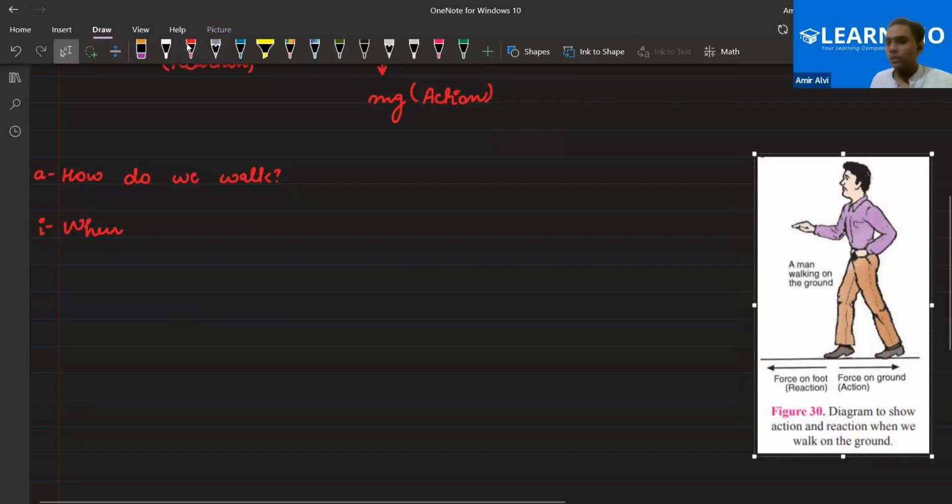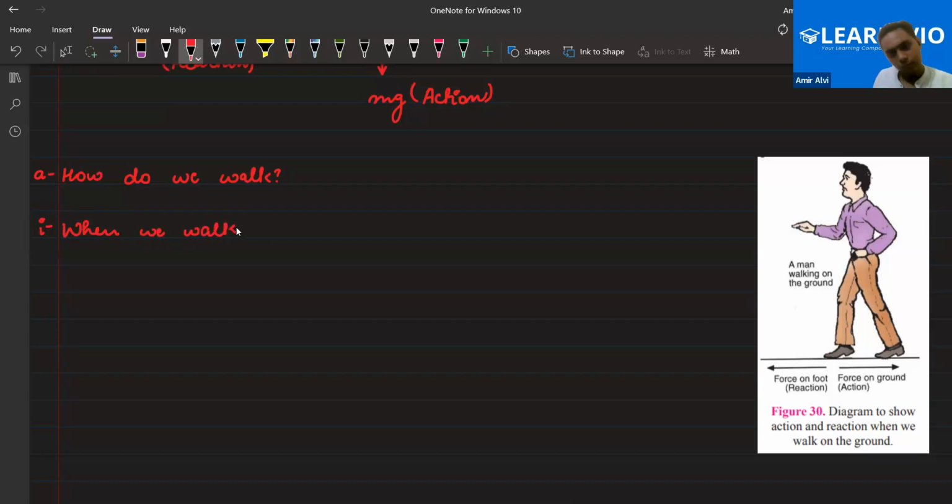As you can see, with the back foot, you can see this foot, this foot is making some action. The ground is giving the reaction to move forward. The forward movement is the reaction. The backward movement is the action. Clear, everyone? Yes, sir. Sure. So let me write it down. When we walk on the ground.